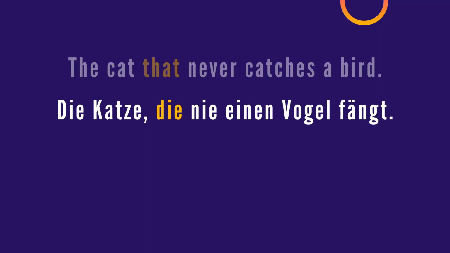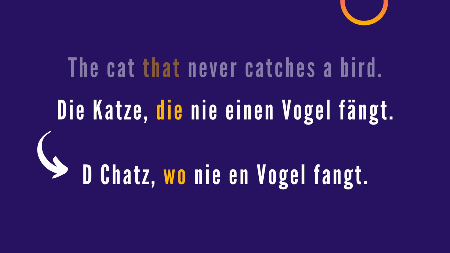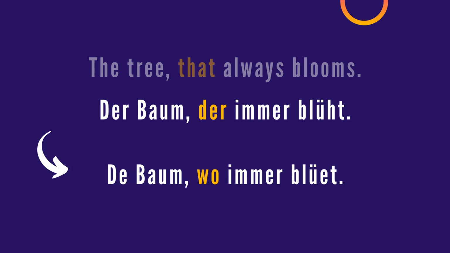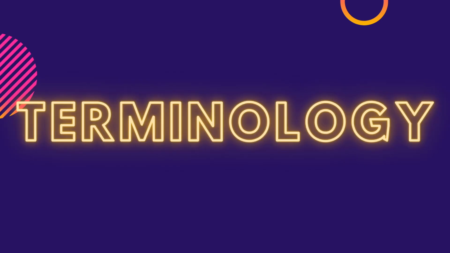For example, if you want to say die Katze, die nie einen Vogel fängt. You would say die Katze, wo nie einen Vogel fängt. Or der Baum, der immer blüht. In Swiss German you would say der Baum, wo immer blüht.